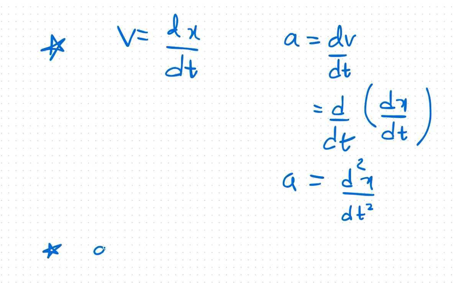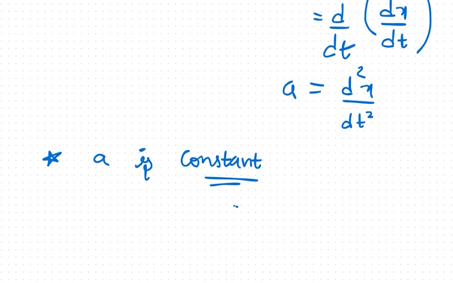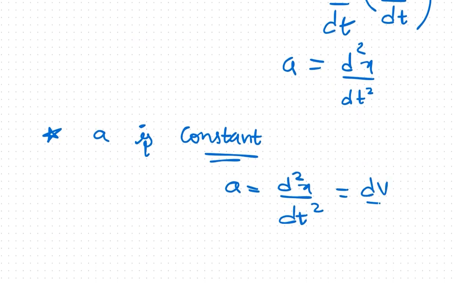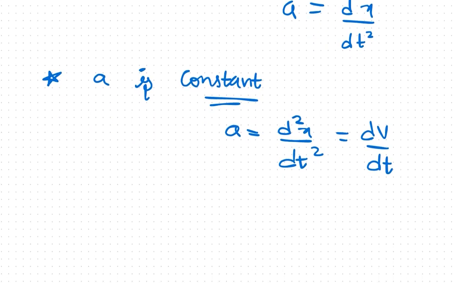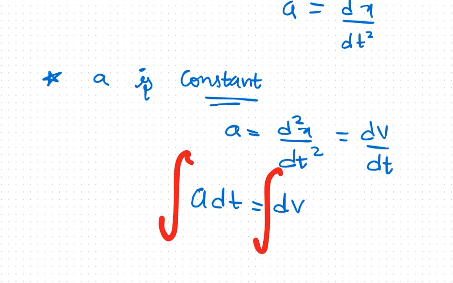So let's talk about if acceleration is constant. We know that a is equal to d2x upon dt square, or d by dt of v. So if acceleration is constant, a dt is equal to dv. So you take integration here. Can you write the limits? This limit and this limit.